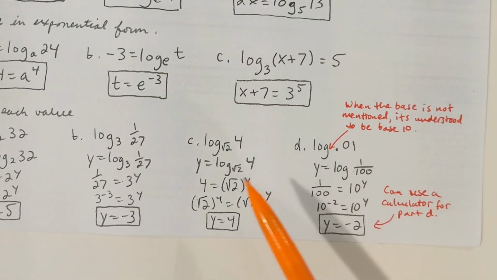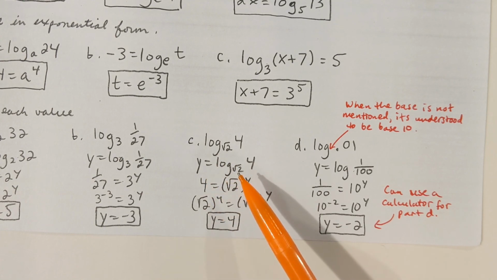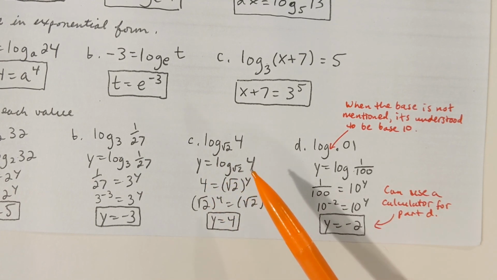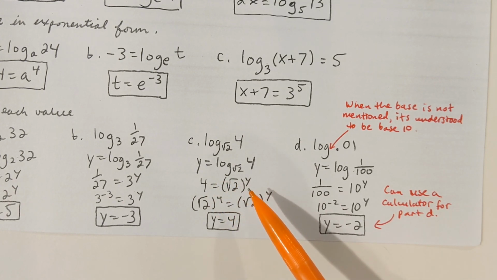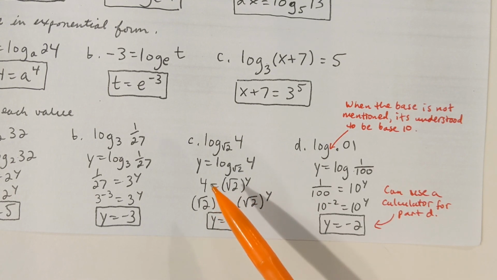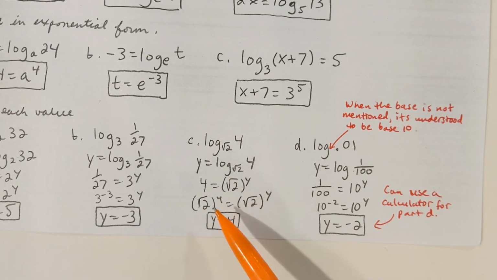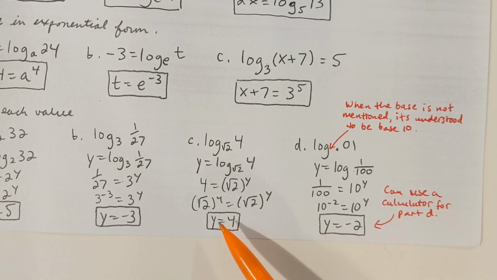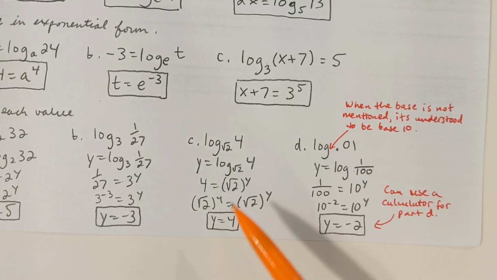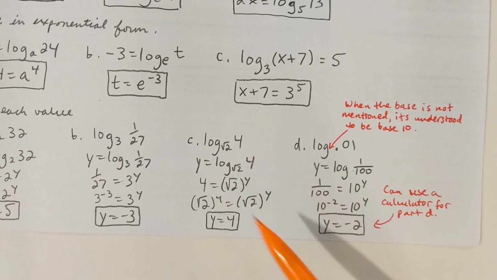Part C, I want to find the value of y equal log base the square root of 2 of 4. Apply the definition here. 4 equals root 2 to the y would be the equation rewritten into an exponential form. The square root of 2 squared would be 2. So the square root of 2 to the 4th would be 4. And again, I'm trying to get the same base here so that I can remove the bases and set the powers as equal. Y equals 4. Okay, so log base the square root of 2 of 4, that's equal to 4.